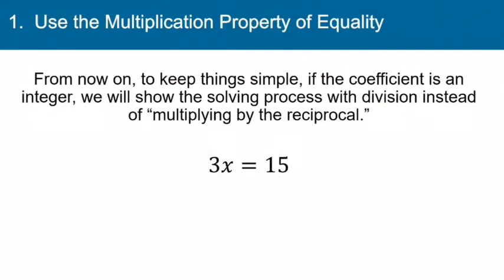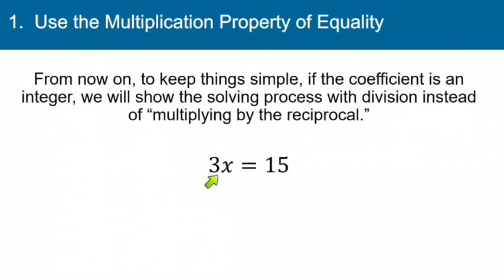Now you might have noticed on the last slide that multiplying both sides by a fraction was just a little bit awkward. So we can keep things a little simpler from that. From now on, if the coefficient is an integer, by which we mean a positive or a negative whole number, we'll show the solving process with division instead of showing that we're multiplying by the reciprocal.